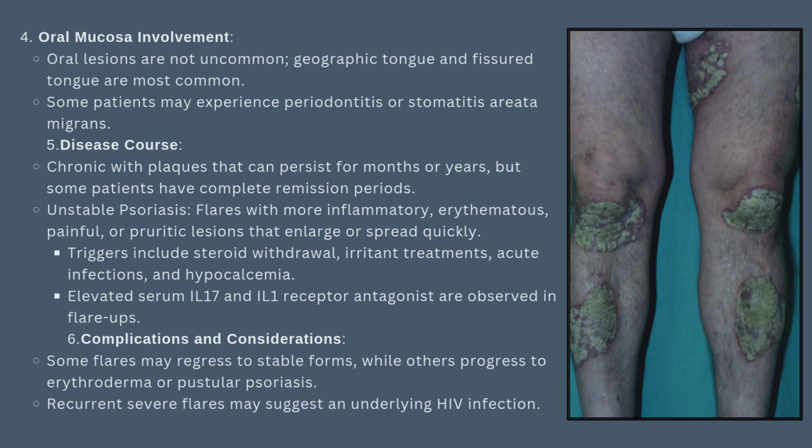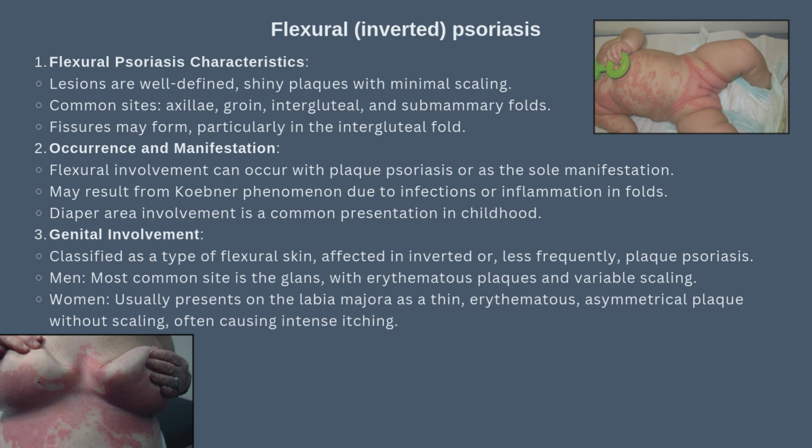6. Complications and considerations: some flares may regress to stable forms, while others progress to erythroderma or pustular psoriasis. Recurrent severe flares may suggest an underlying HIV infection. Flexural, inverted psoriasis. Flexural psoriasis characteristics: lesions are well-defined, shiny plaques with minimal scaling. Common sites: axillae, groin, intergluteal, and submammary folds. Fissures may form, particularly in the intergluteal fold.